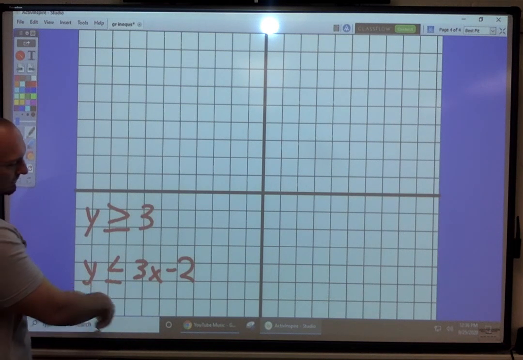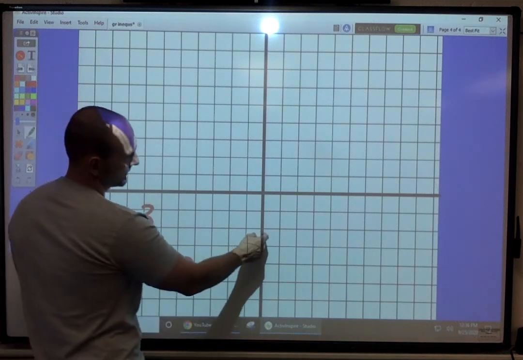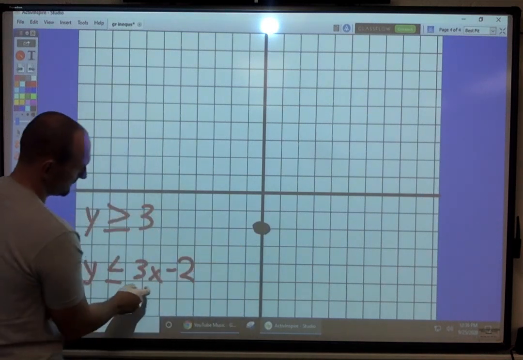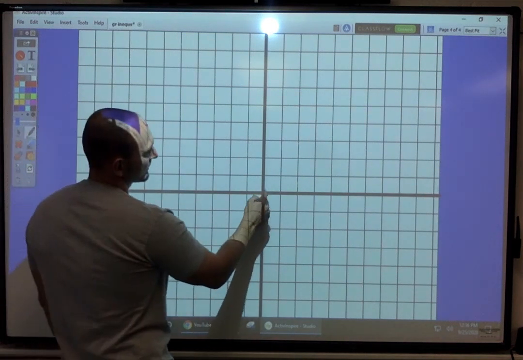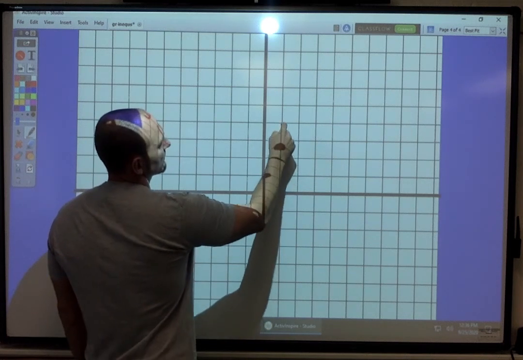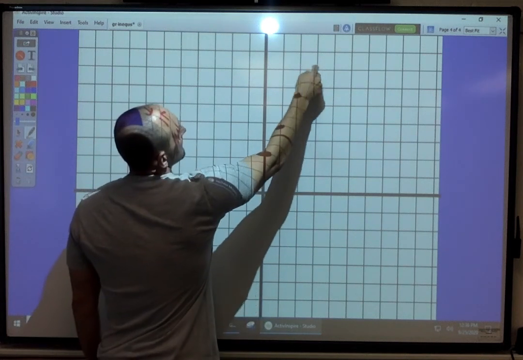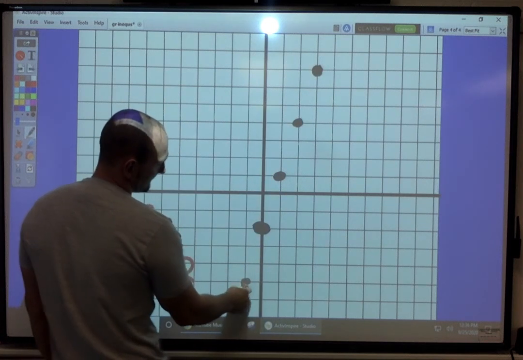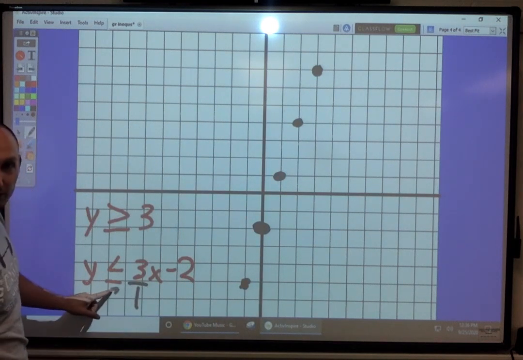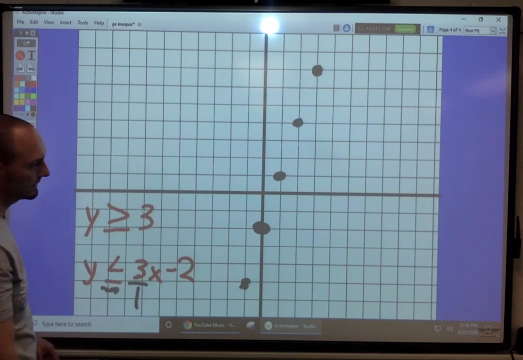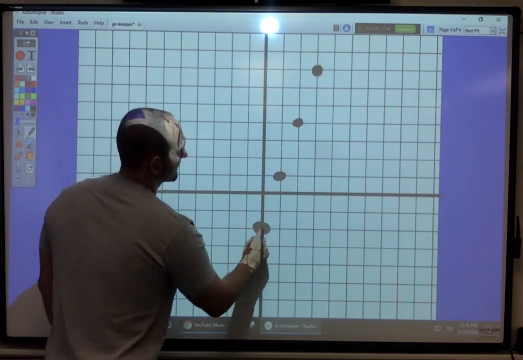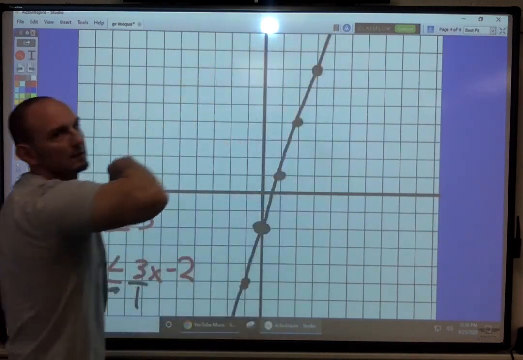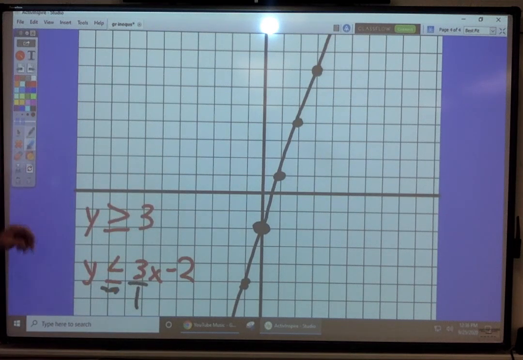Doesn't matter the order. So negative 2, and we're going to rise 3 over 1: 1, 2, 3, 1. And extend it 1, 2, 3, back 1. That tells us it's a solid line. Extend it. So now the shading part.